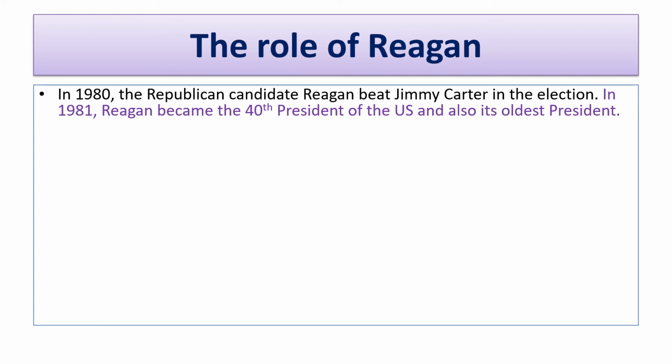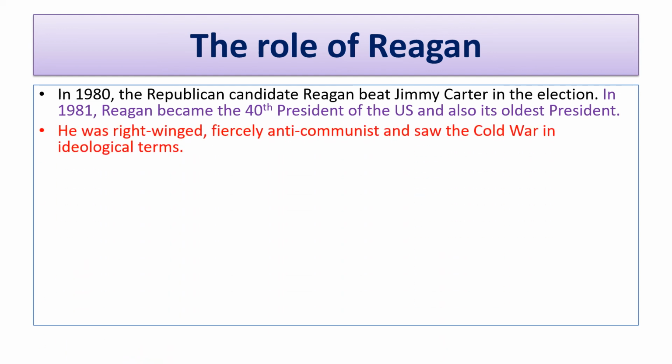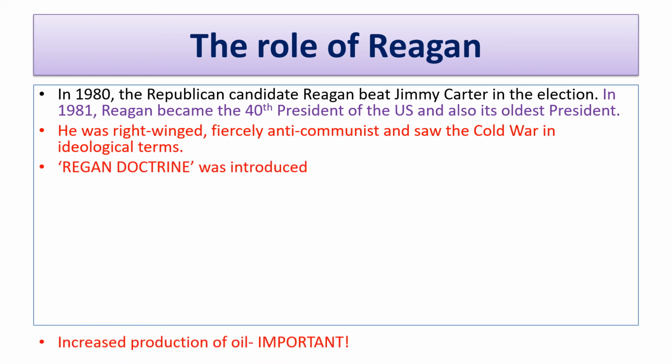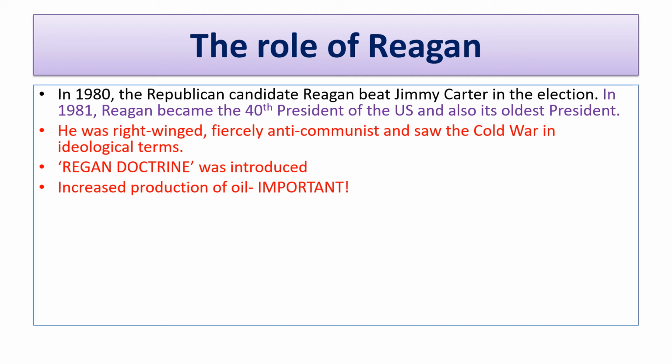In 1980, the Republican candidate Reagan beat Jimmy Carter in the election. In 1981, Reagan became the 40th president of the US and also its oldest president. He was very right-wing, fiercely anti-communist, and saw the Cold War in ideological terms. He introduced something known as the Reagan Doctrine to ultimately keep countries away from communism. He also increased the production of oil in the USA, which is very important because oil was a major export for the Soviet Union at this time. By the USA producing more oil, there was a lot of supply in the world, so the price of oil was able to come down, and that would affect the USSR economically.